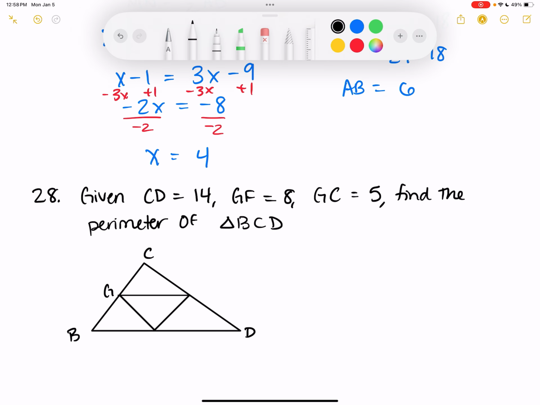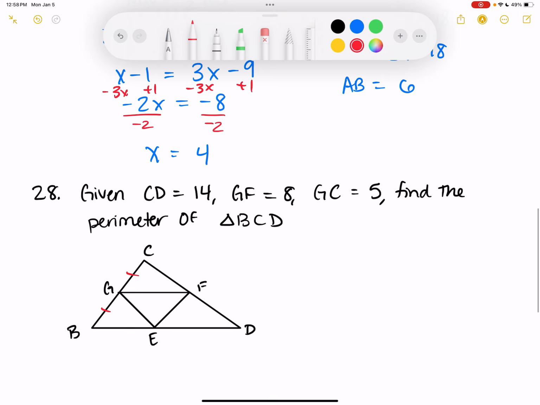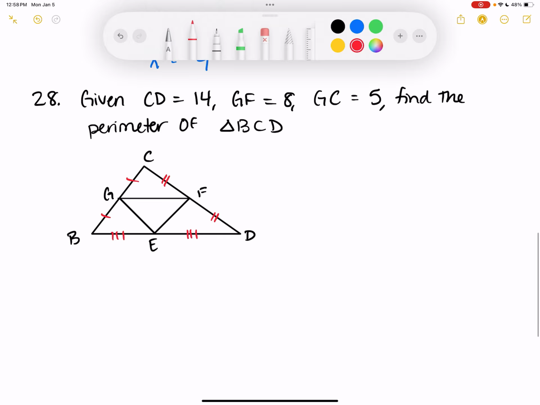Which is GFE. And then they've marked things that are congruent. So BG is congruent to GC, CF is congruent to FD, and then DE is congruent to BE. Like that. So anytime I'm given a triangle and it gives me values, I'm going to put those on my triangle so that I know where they go, and so that I can solve for what I'm ultimately trying to solve for.